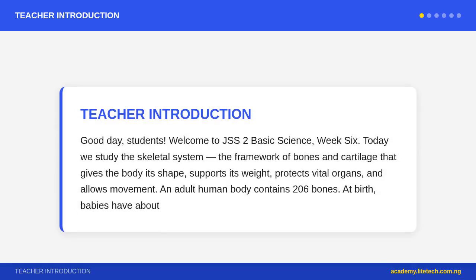Today we study the skeletal system, the framework of bones and cartilage that gives the body its shape, supports its weight, protects vital organs, and allows movement. An adult human body contains 206 bones. At birth, babies have about 300 to 350 bones, many of which fuse together as we grow. Bones are living tissue; they grow, repair themselves, and produce blood cells.